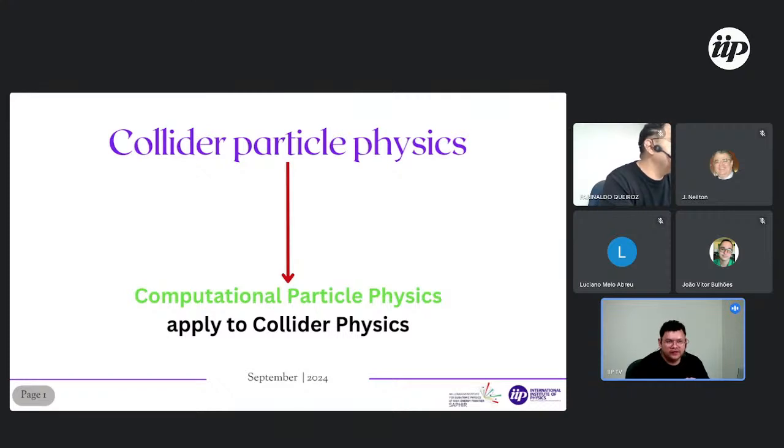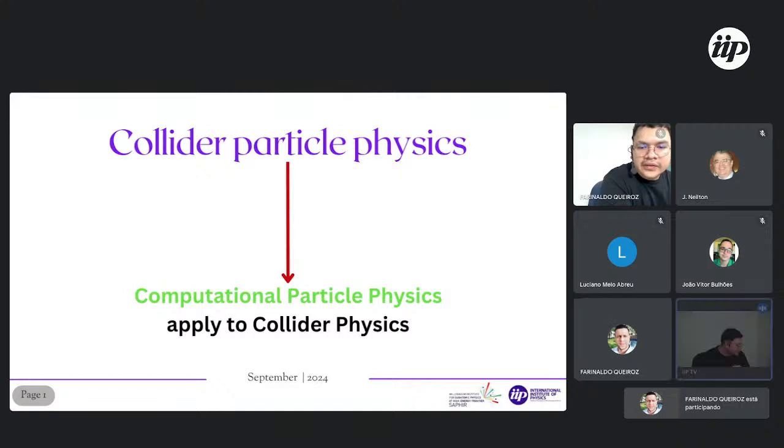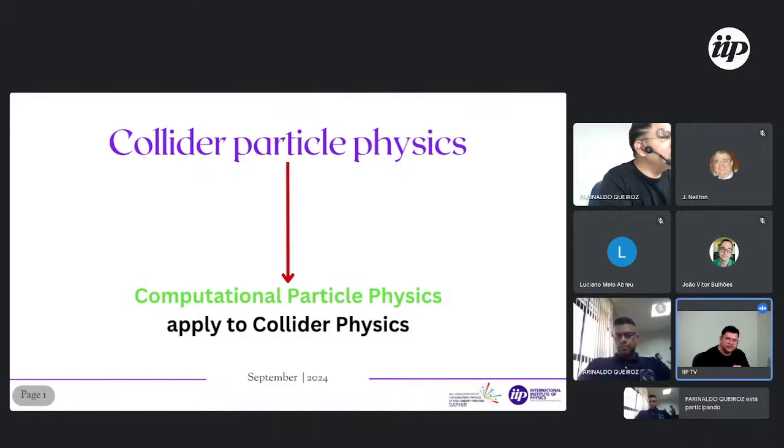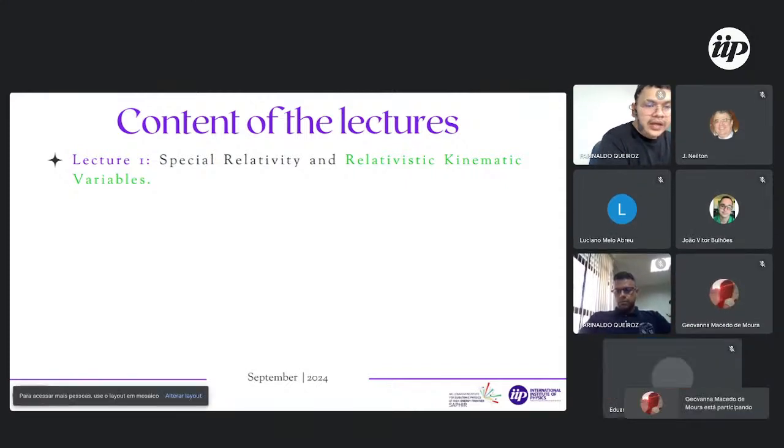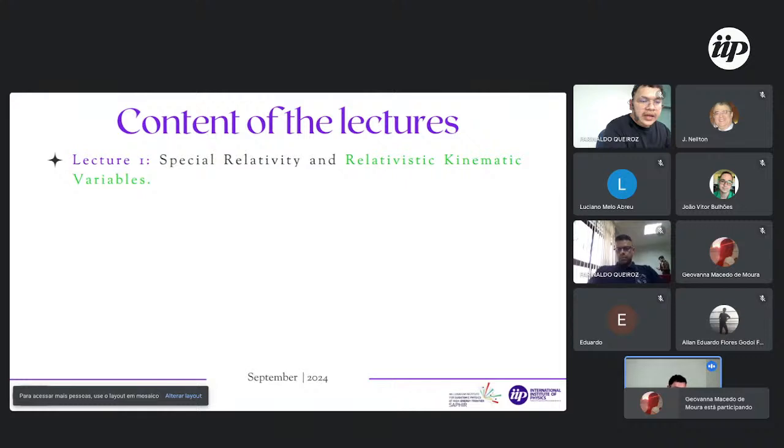Understand the physics of the theory of the elementary particles, and then we are going to use some algorithms to do predictions using the standard model and beyond the standard model. So the content of this lecture are 6 lectures in that we are going to present different topics.